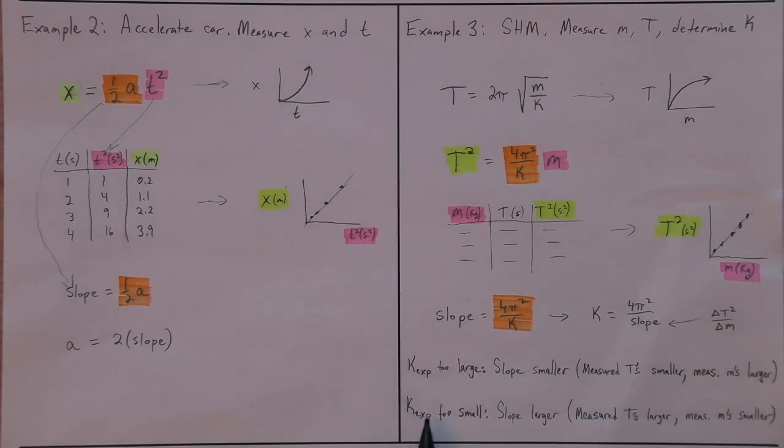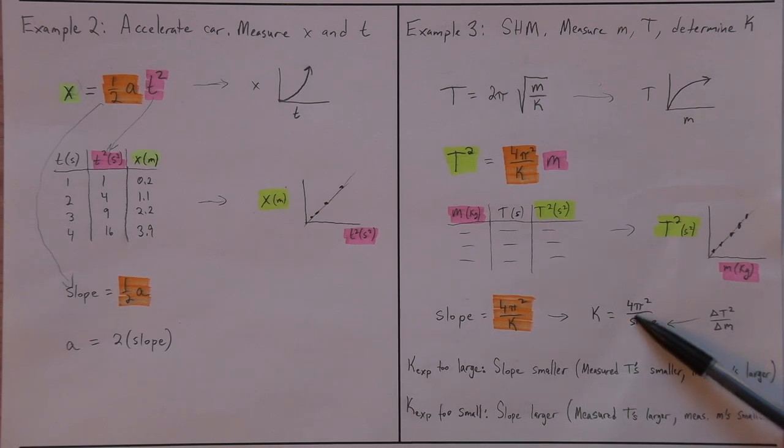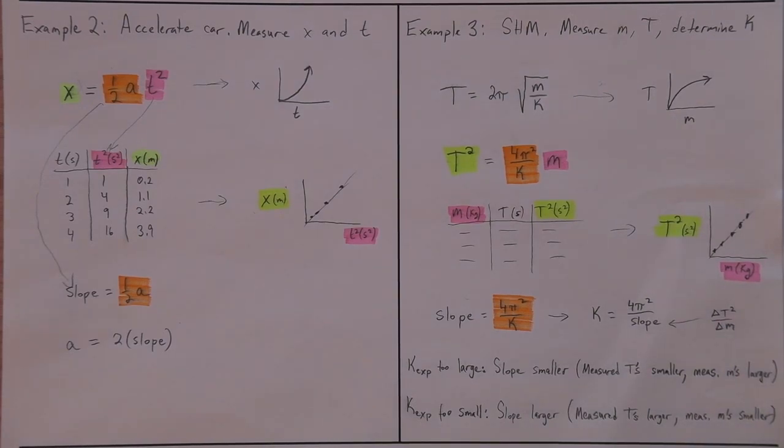Another possibility: let's suppose the experimental spring constant was too small. How could that happen? The slope must have been too big. How could it be too big? Either the change in t squared is too big or the change in mass is too small. And again, you would have to come up with some reasonable explanation of why those variables were in error the way they were.